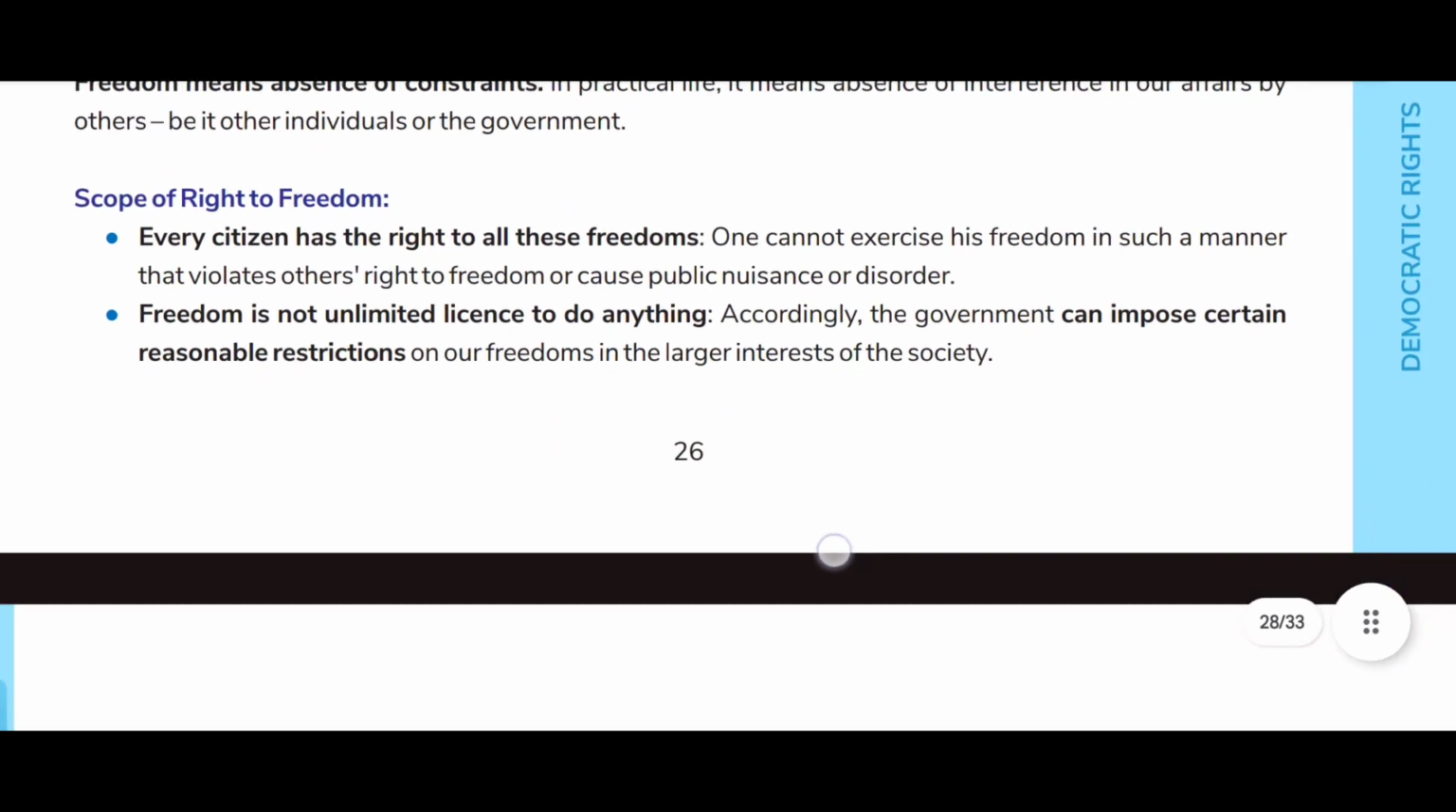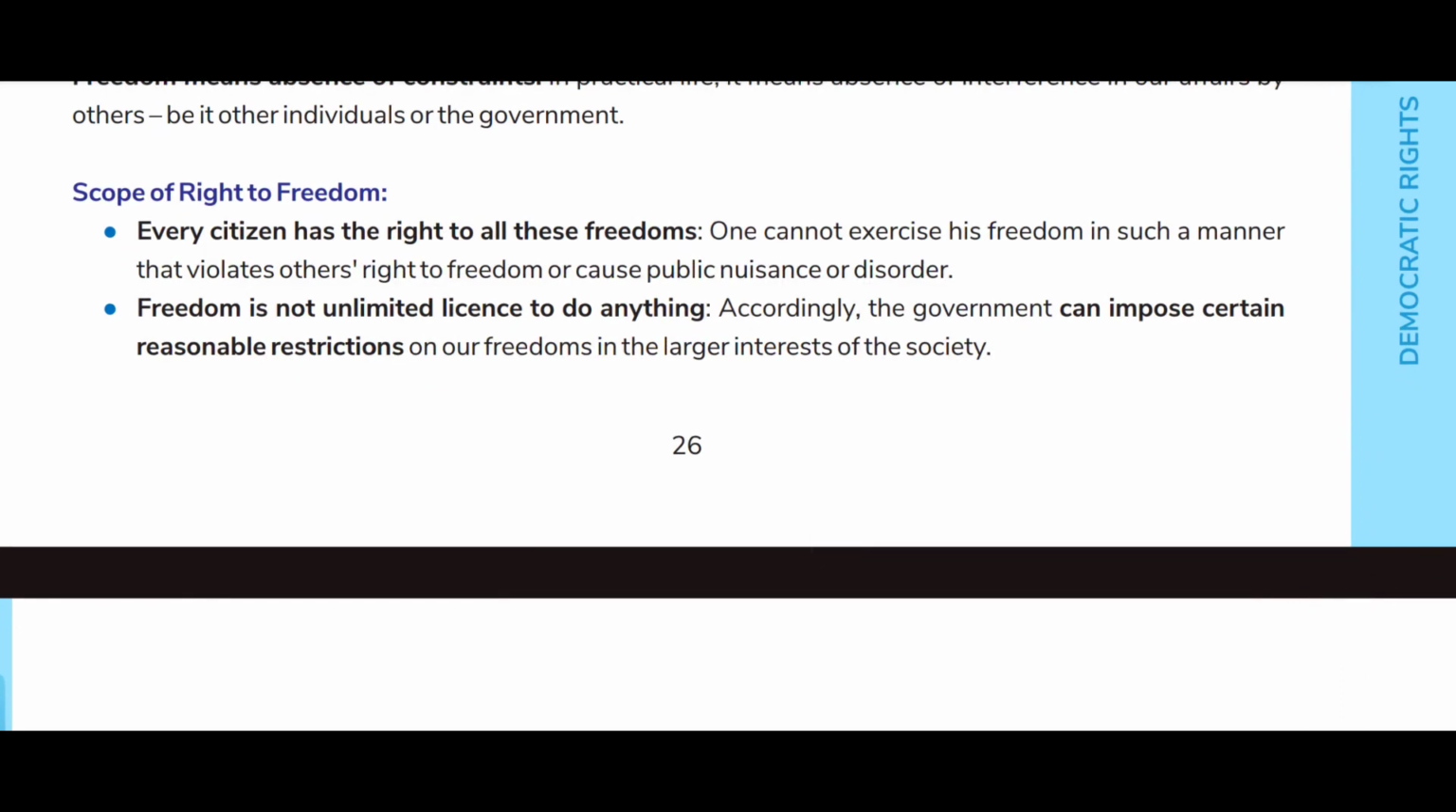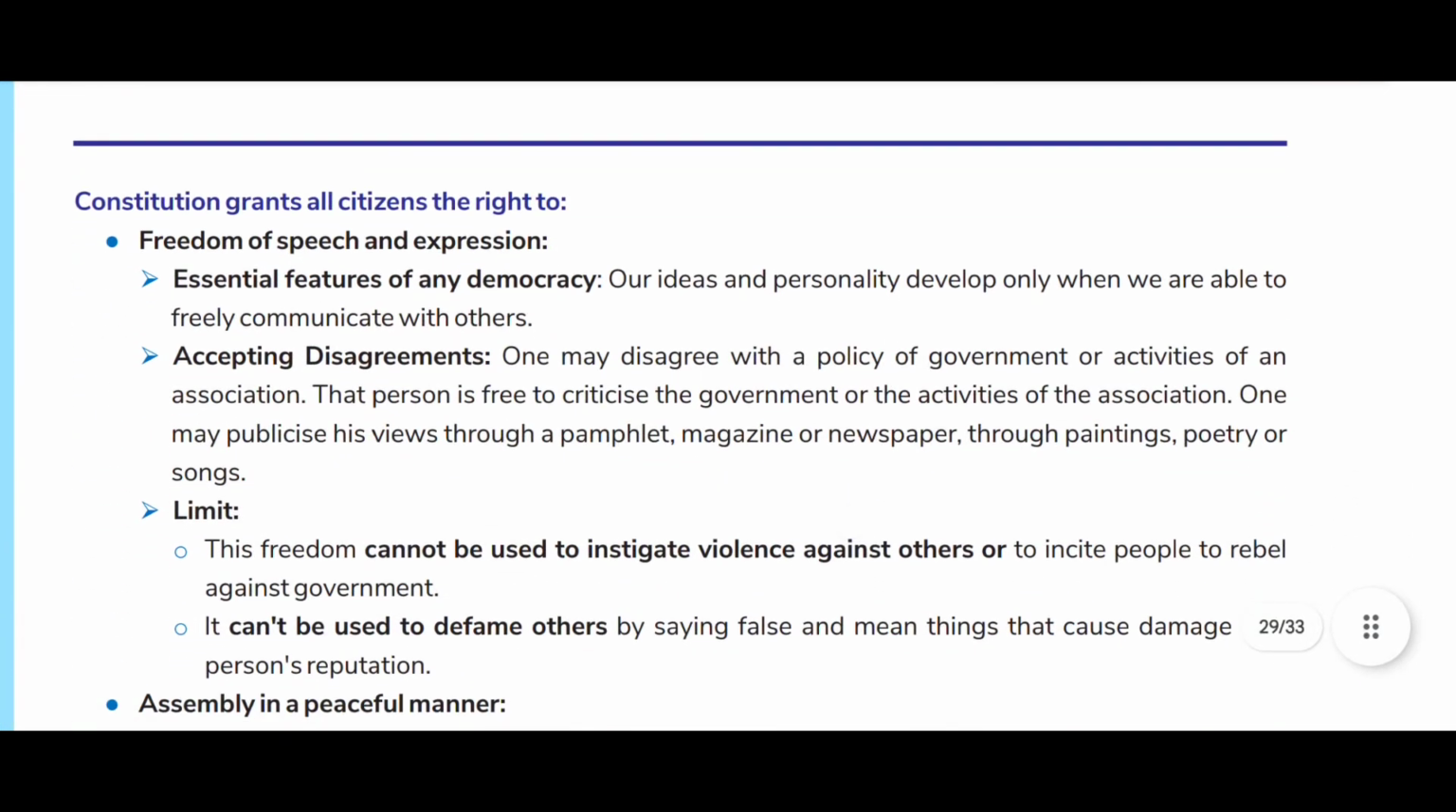Accordingly, the government can impose certain reasonable restrictions on our freedom in the larger interest of society. The Constitution grants all citizens the right to freedom of speech and expression, essential features of any democracy. Our ideas and personality develop only when we are able to freely communicate with others.